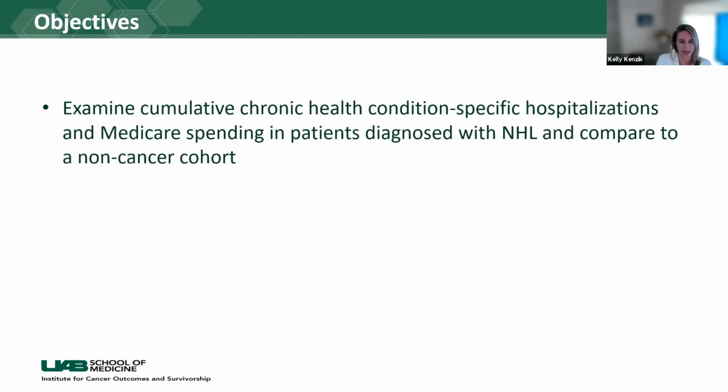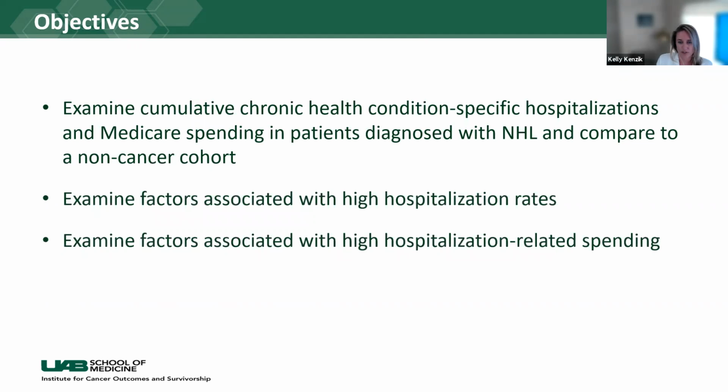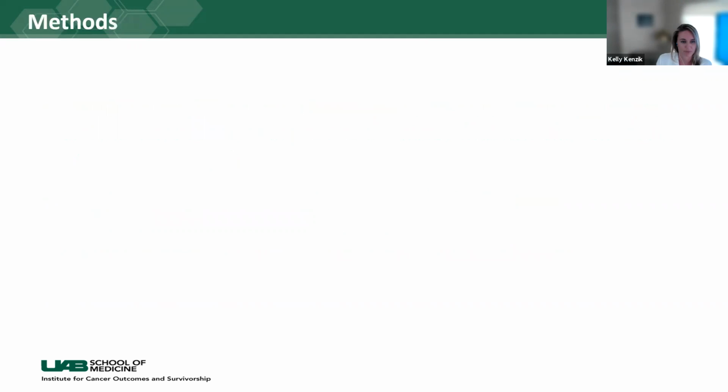So the goal of this study was to examine the cumulative burden of chronic and acute health condition-specific hospitalizations and the Medicare spending associated with them, and also to compare this to a non-cancer cohort. We also aimed to examine factors that were associated with high hospitalization rates and high spending.